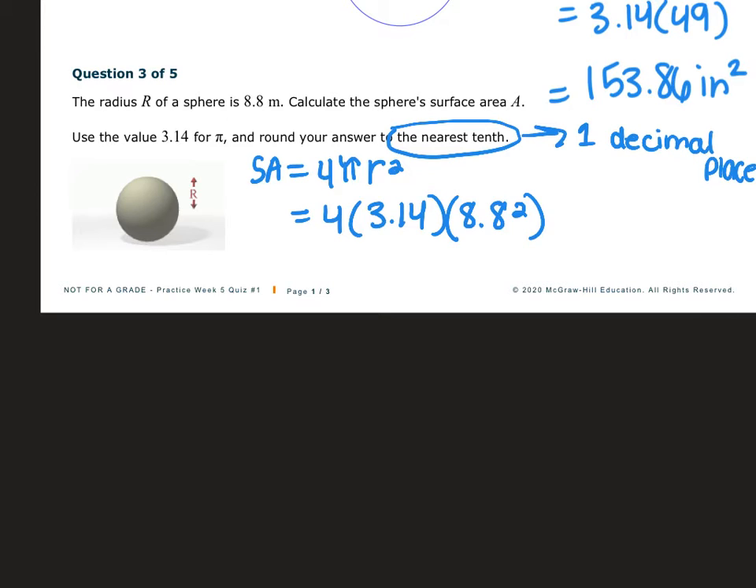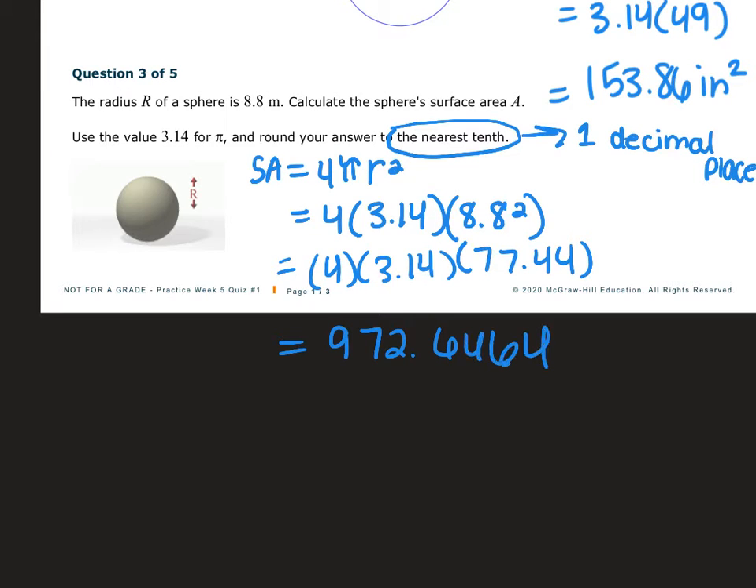8.8 times 8.8 becomes 77.44. I just like to simplify the squaring so I don't mess it up at the end. I like to do that first. Times 4, and then I'm going to type all of this. You can type all of this into your calculator at once. And what you should get out, on my calculator, I had 972.6464. But remember, it told us to go to the nearest tenth.